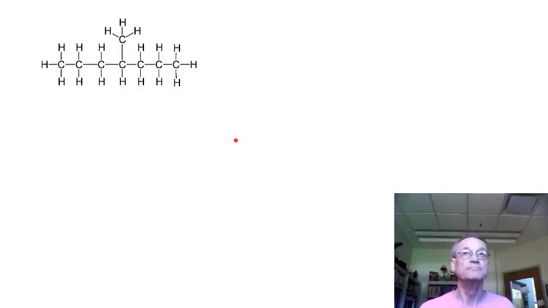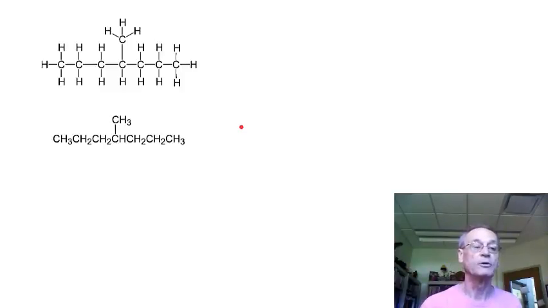Pause the video. So let's draw the condensed formula. Here we go. Now notice in most condensed formulas you don't see dashes for bonds. You can always put in dashes if you want to. In this case, you have to, because otherwise, where are you going to draw that CH3? So we just draw a little dash in there to indicate that that carbon is bonded to that carbon.